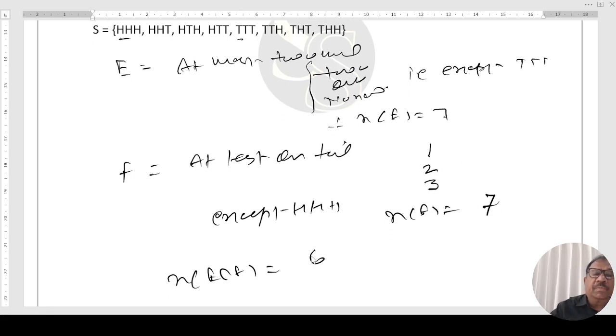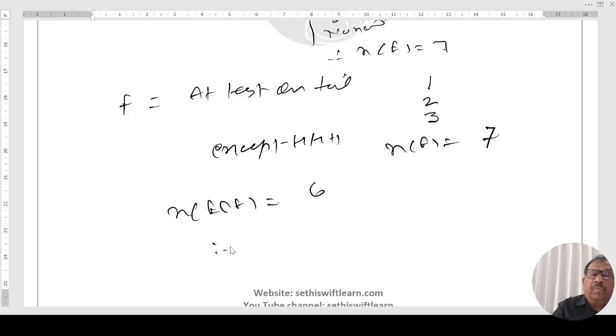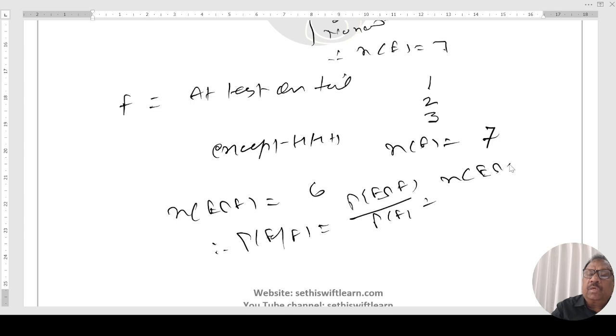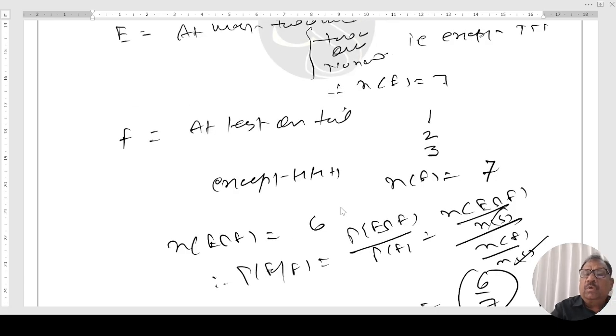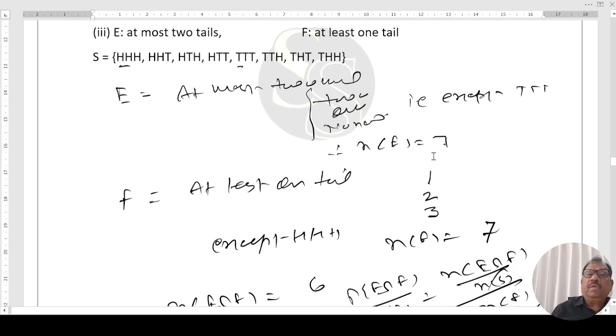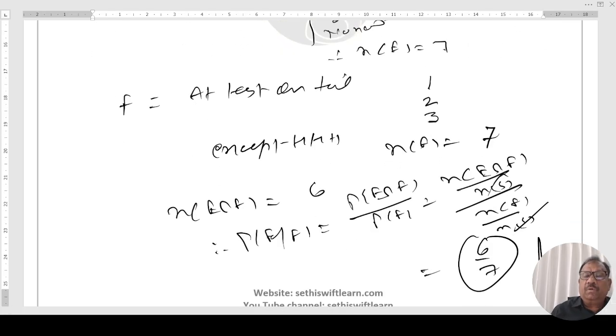You can make it. I am explaining the things. Therefore, P(E/F) equal to P(E ∩ F) over P(F), that is N(E ∩ F) over N(S) divided by N(F) over N(S), as I have discussed already also. That is 6 by 7. This is the answer. 6 ही हो गया, 7 ही हो गया. Answer is 6 by 7. Right? Next question.